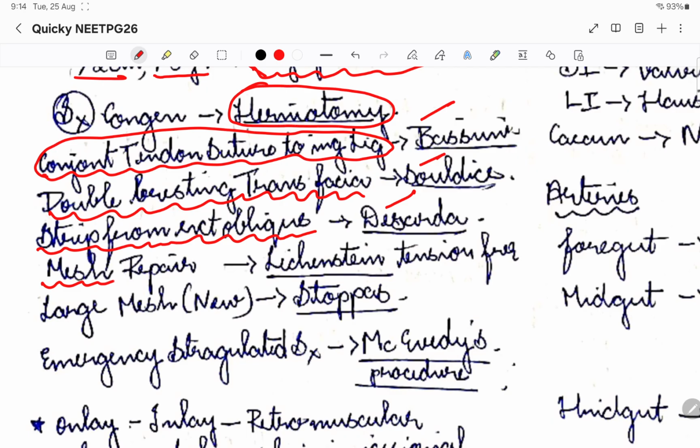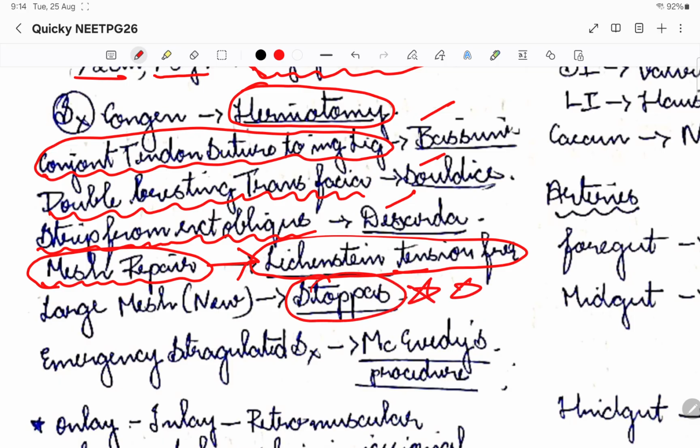Then Lichtenstein mesh repair, you know that, right? This is the famous one, this is what we do now. These are all the old techniques that we used to do, but now the best method is Lichtenstein tension free repair, which we do in all the hospitals. There is a new procedure called Stoppa's method, please remember this, where a large mesh is placed. Lichtenstein tension free is also mesh placement, but it was a small mesh placed only where there was a defect, but in Stoppa's a large mesh is placed. So that is Stoppa's surgery.